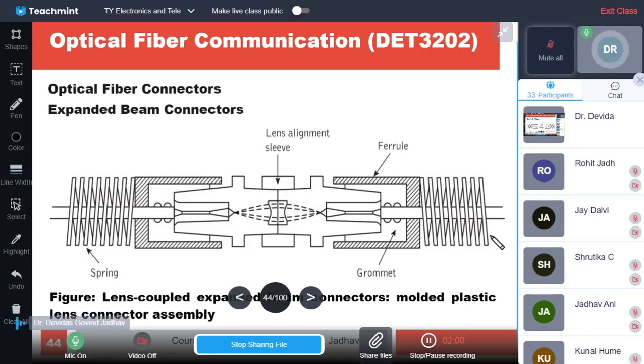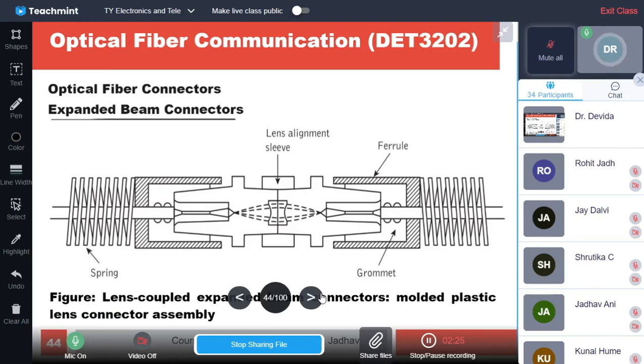So refocusing happens at the focal point of the lens, and exactly there the second fiber can be adjusted with the alignment mechanism. So this expanded beam connector is using a single lens. This is a lens coupled expanded beam connector, a molded plastic lens connector assembly.